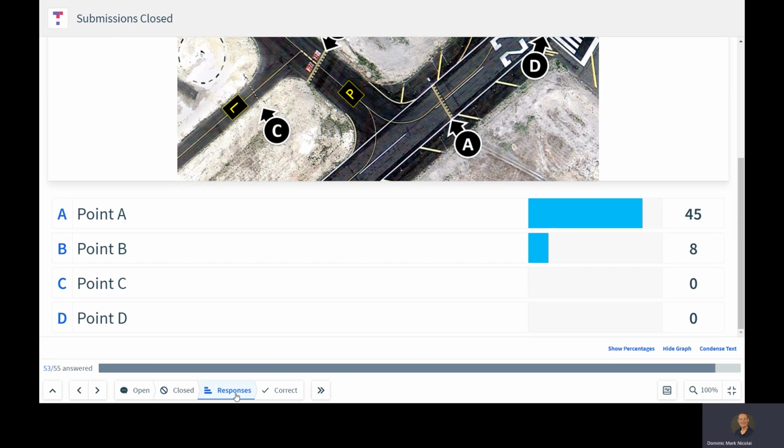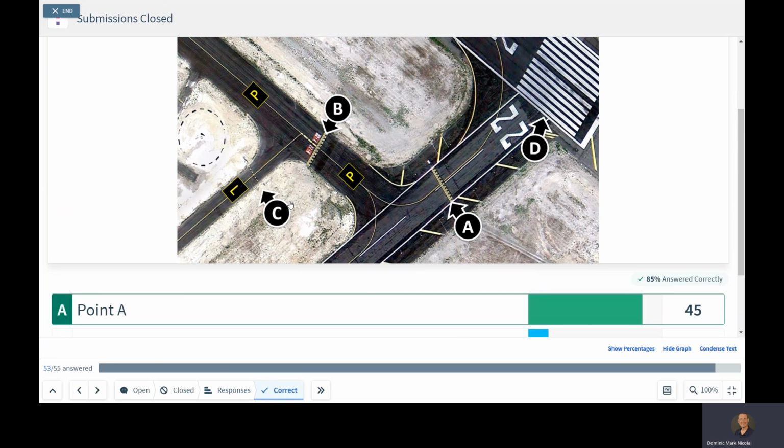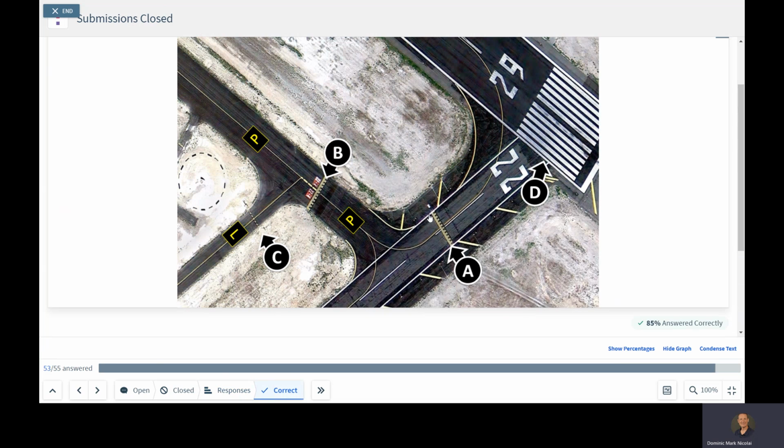And you mostly said point A. A few of you said point B. So the correct answer is A. All right. So point A, we see, is on runway 22.